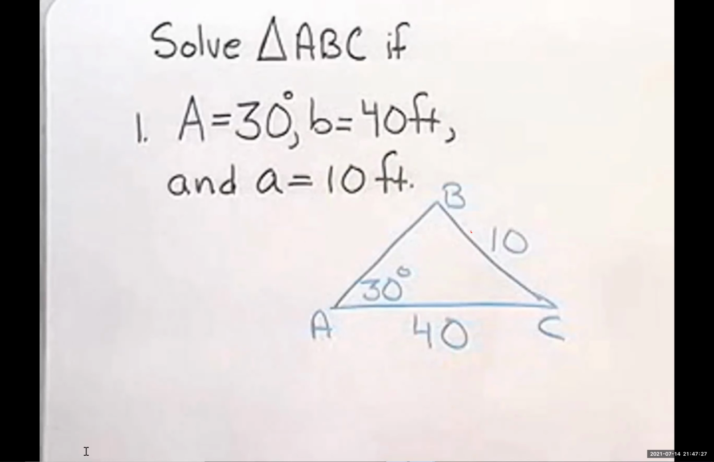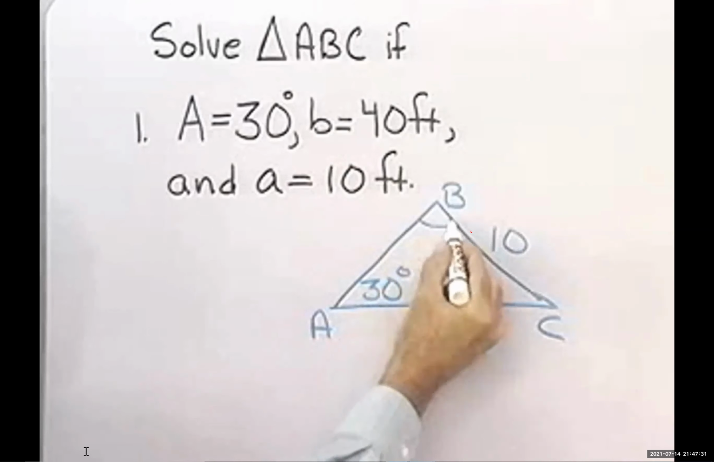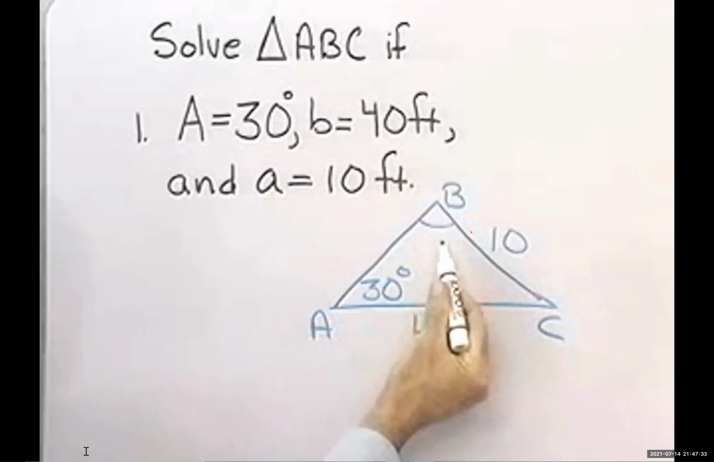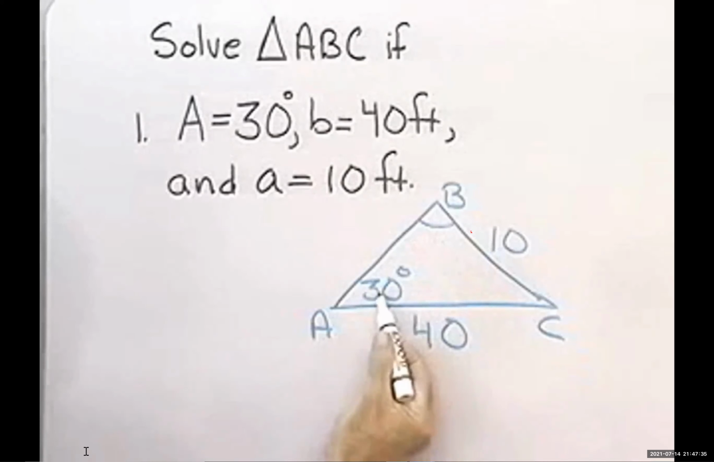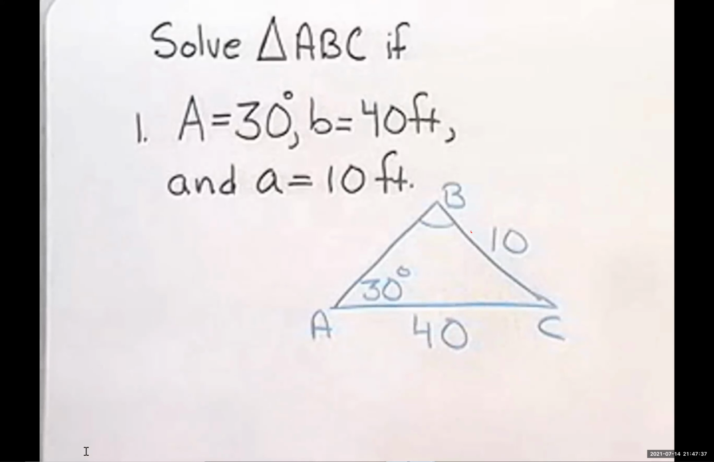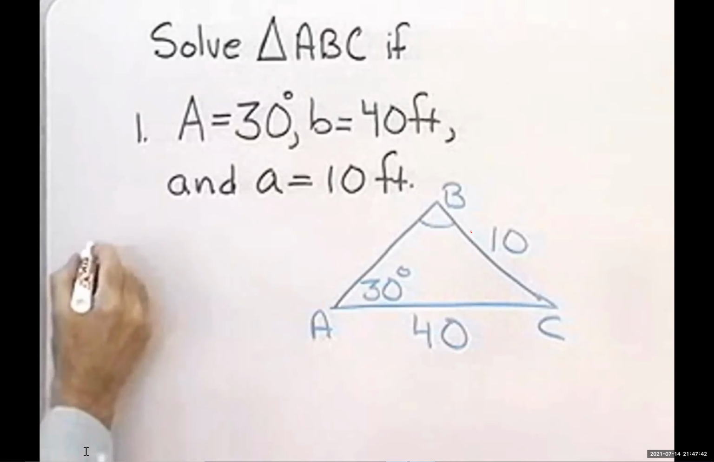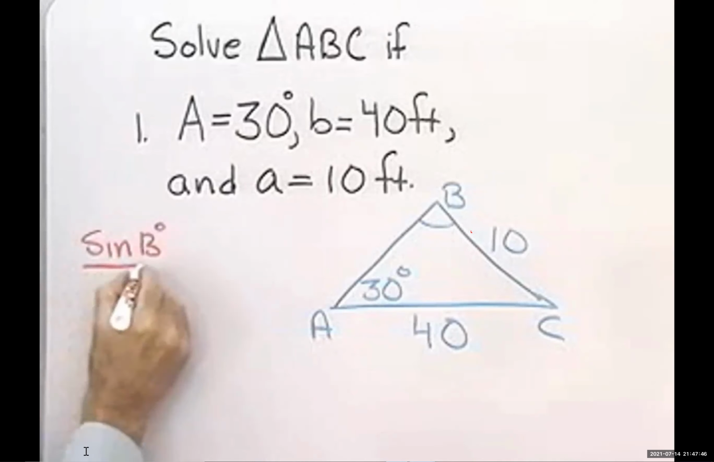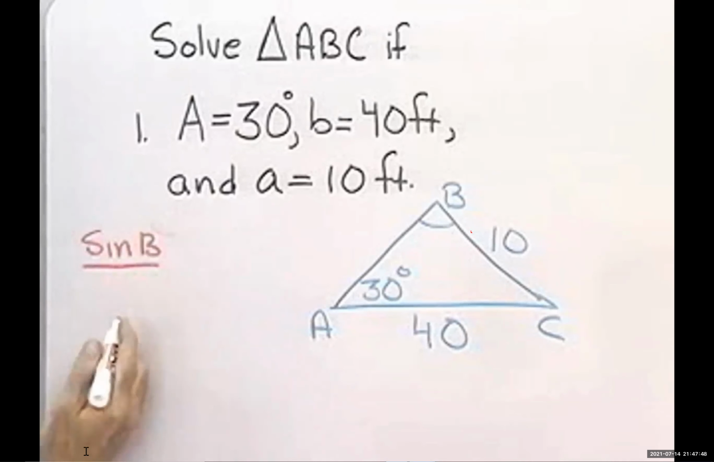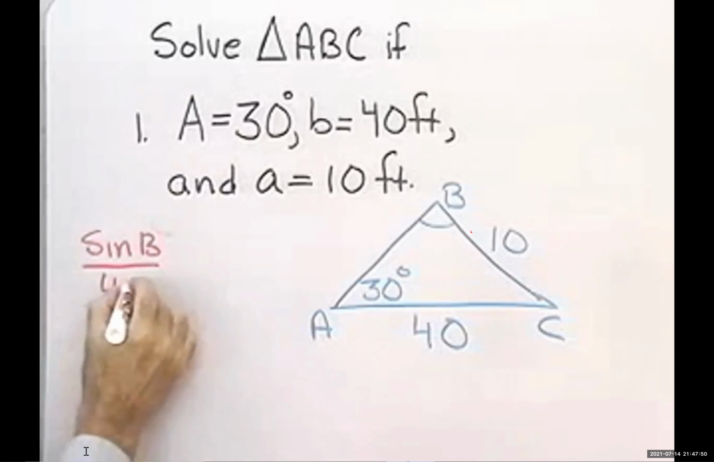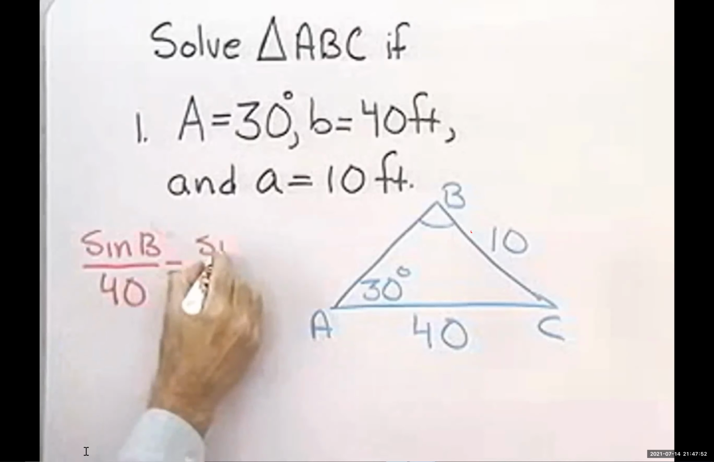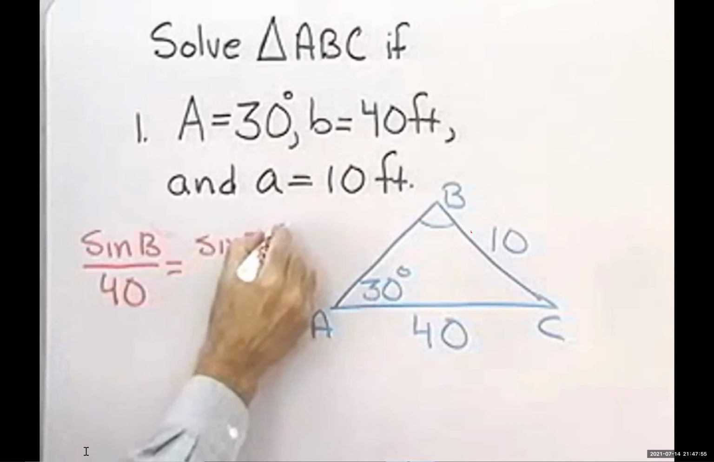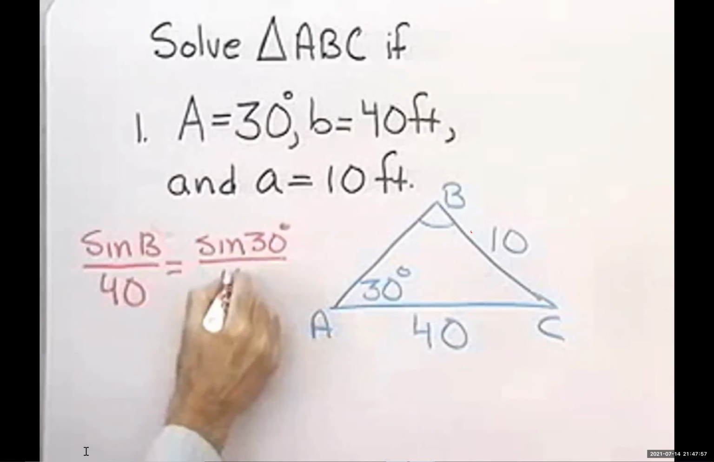According to the law of sines, the only thing that I can solve for first here would be angle B. What I'll say is that the sine of B is to 40 as the sine of 30 is to 10. So let's do that next. The sine of B is to 40 as the sine of 30 degrees is to 10.